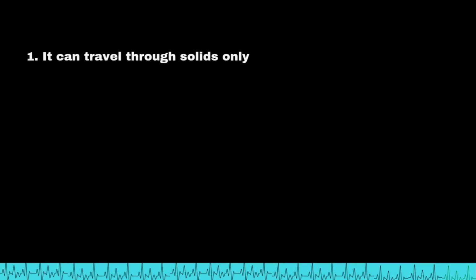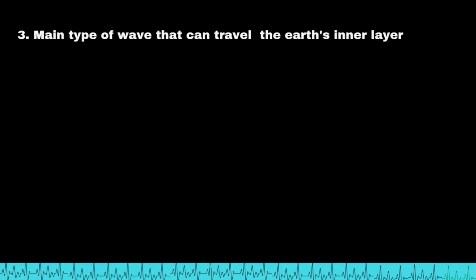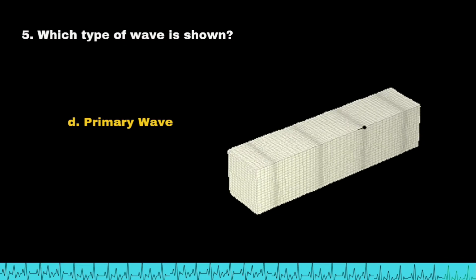Alright, for question number 1, the answer is letter C. Number 2, the answer is letter A. Number 3, it's letter A. Number 4, letter C. And number 5, letter D.